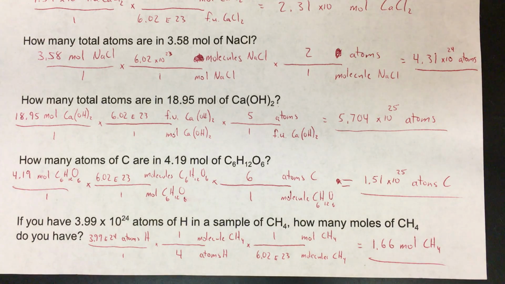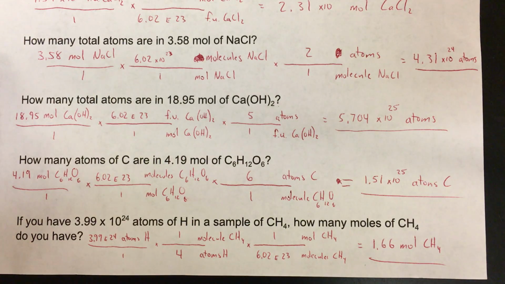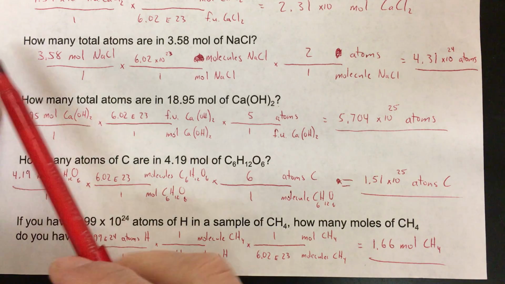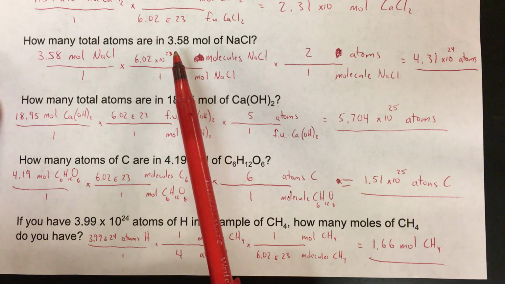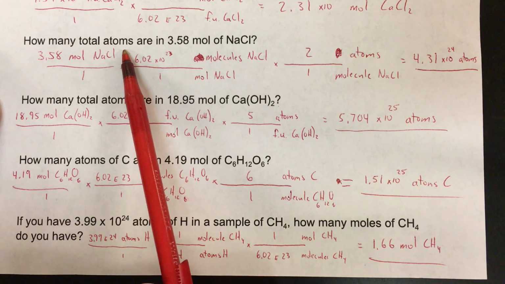All right, this is just part 2 on the notes for the dimensional analysis and calculations of going between numbers of atoms or molecules, formula units, and numbers of moles, and then a little bit more. So you can see in this example up here where we're given 3.58 moles of sodium chloride and we want to know how many total atoms. It's a little bit different.